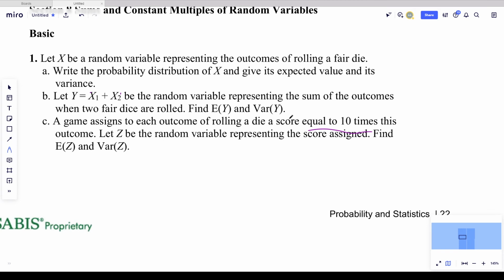Z is you're multiplying the score by 10 times. So if you get a 6, it becomes a 60. If you get a 4, it's a 40. So you multiply the expected by 10.